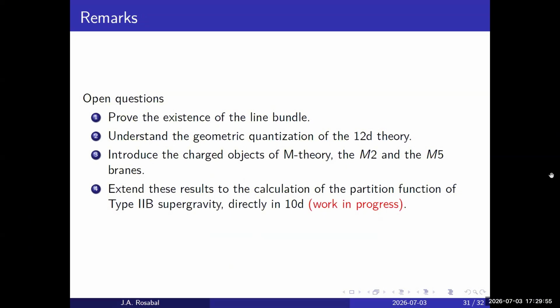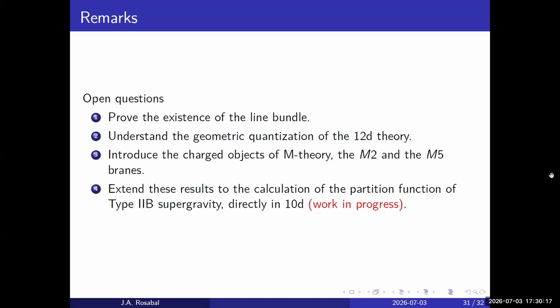In the second paper I showed at the beginning, they show that the line bundle for the Chern-Simons is a well-defined, proper mathematical object. Here, we don't know how to do it yet.